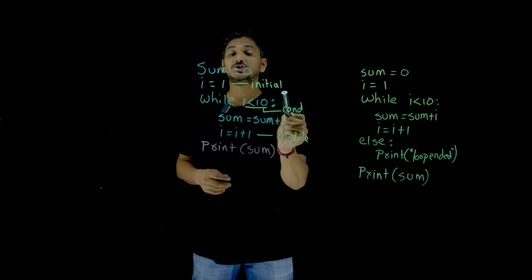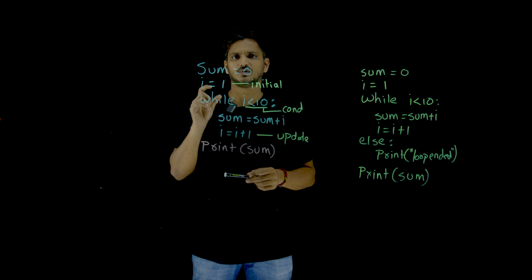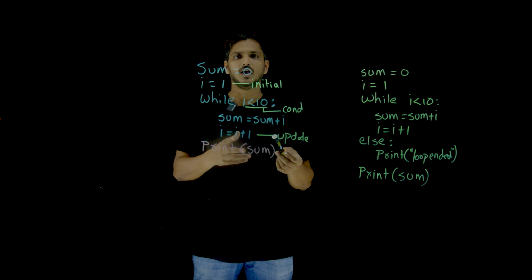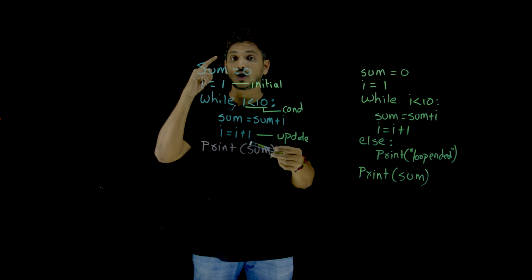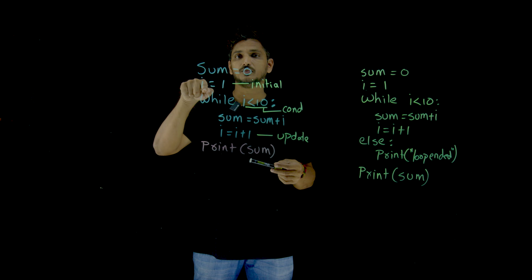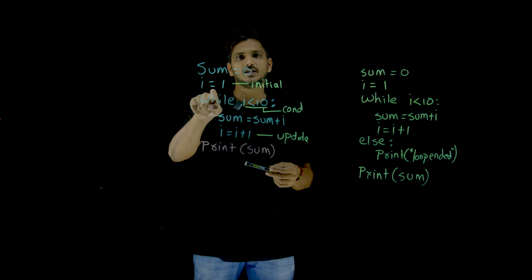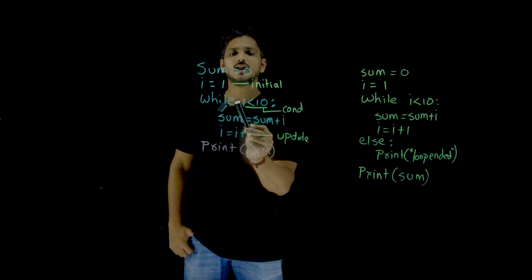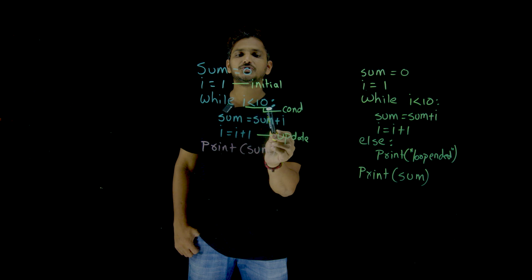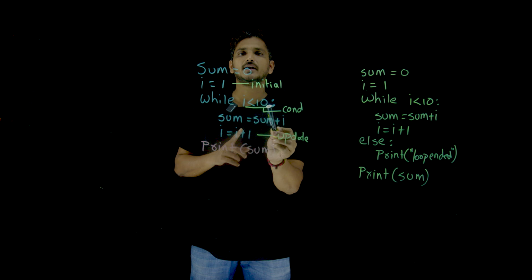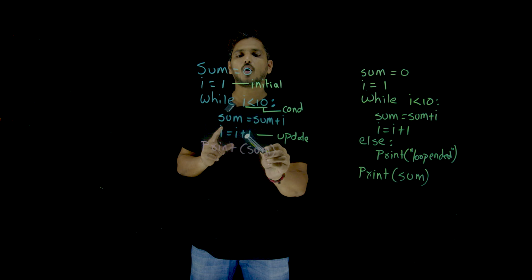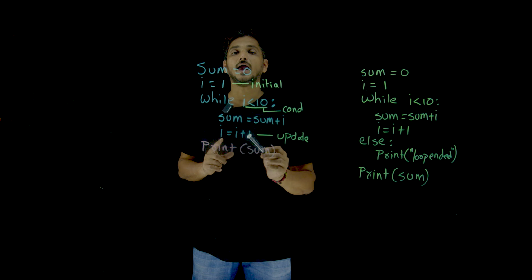This is the initial value. You can start from anywhere: i is equal to 2, i is equal to 5. According to your requirements, you have to decide the initial value. Once you define the initial value, now coming to the second part, while condition i less than 10. If this condition is true, then the body of the loop is going to be executed.